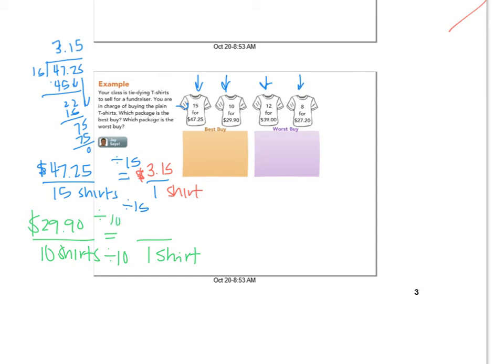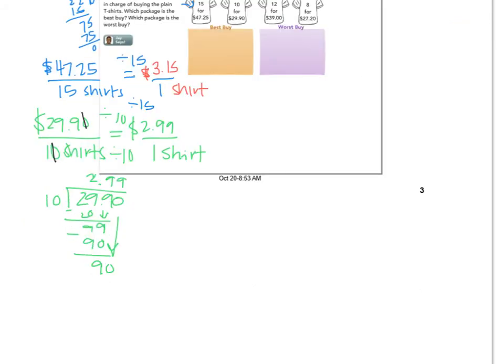What's nice about this one, it's going to go in there pretty evenly. Since you have a 0, you can just cross out your zeros. And then that'll give you $2.99. Now let's just double check. So pause it. I want you to do the division and let's see if we get the same answer. Alright, so after doing the division, I did find that it does cost $2.99 per shirt.